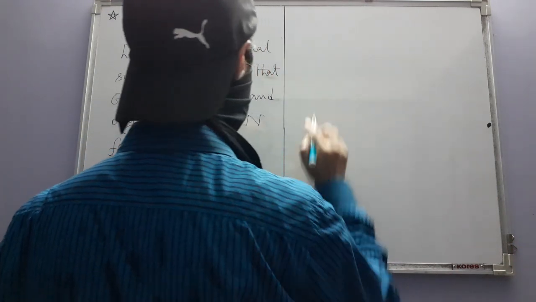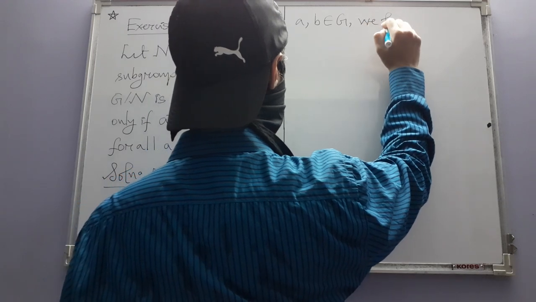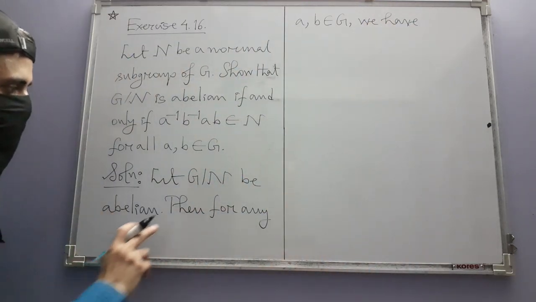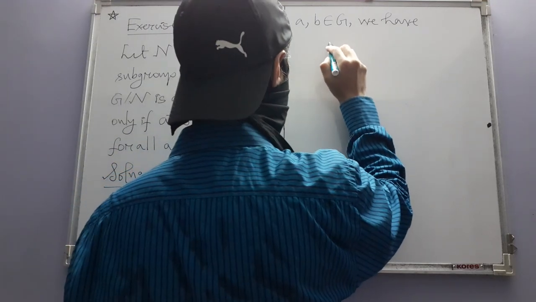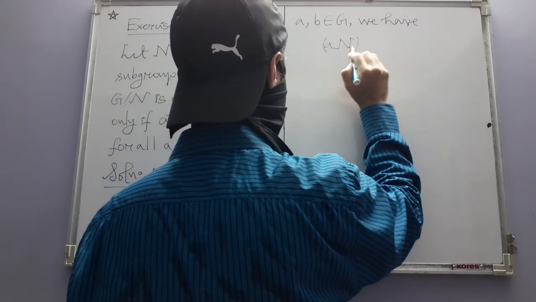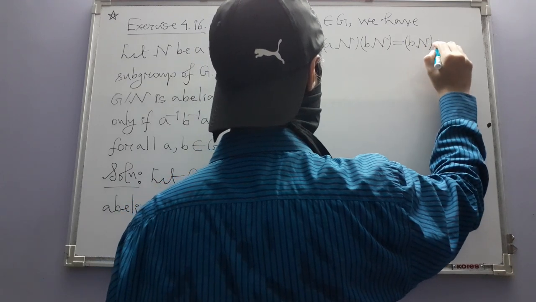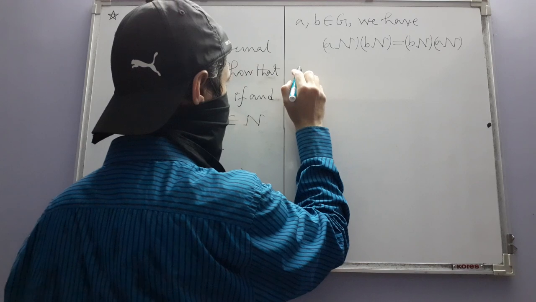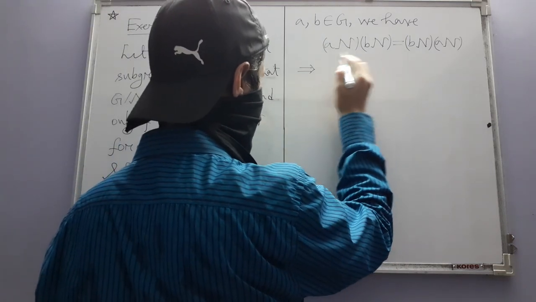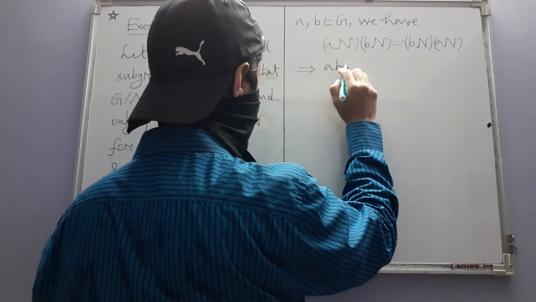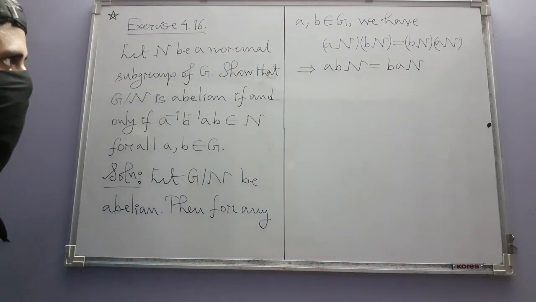Then for any elements A and B in G, we have, so now we know that G over N is abelian, so any two cosets will commute. In particular, these two cosets will commute. Okay, so let us now see what this equality gives us. This implies, if we just simply apply the definition of the binary operation in a factor group, this is ABN and this is BAN.